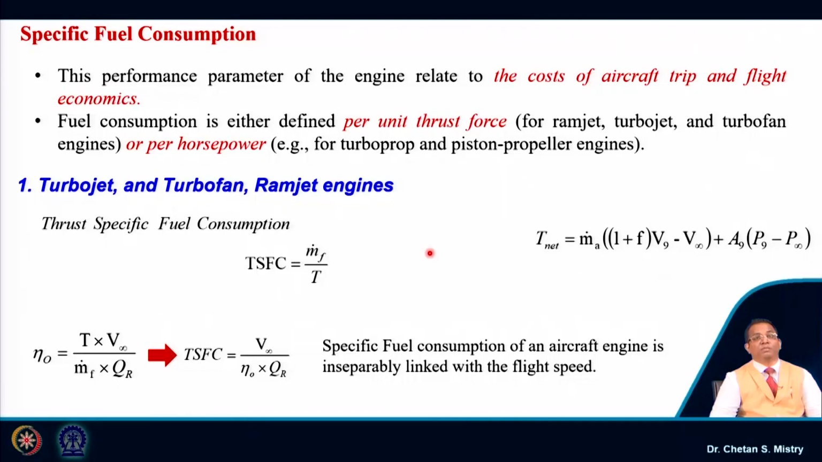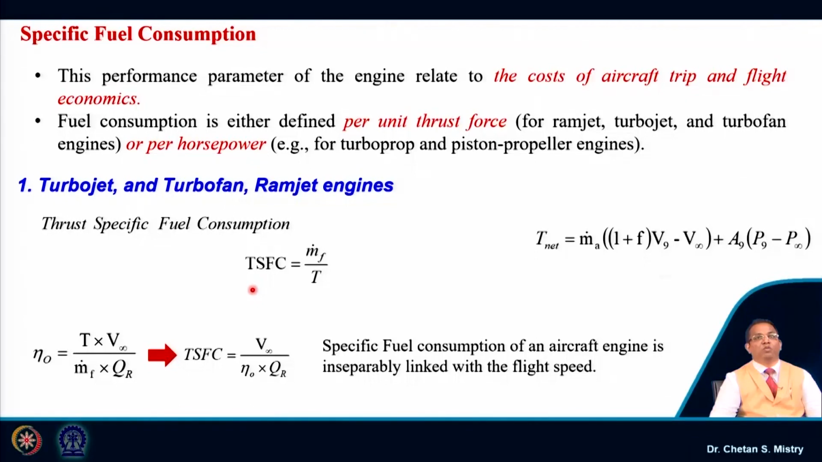This fuel consumption can be represented per unit thrust force or maybe per horsepower, depending on the kind of engine we are using. If we are going with a turbojet engine, turbofan engine, or maybe ramjet engine, the thrust specific fuel consumption is given by m dot f divided by T. Do not get confused, this is not total specific fuel consumption, this is thrust specific fuel consumption.